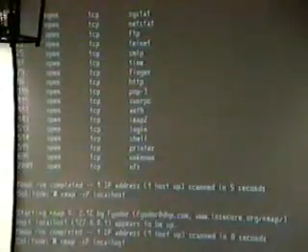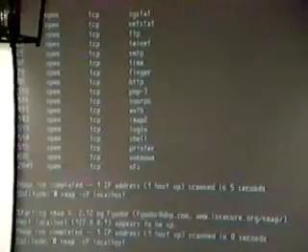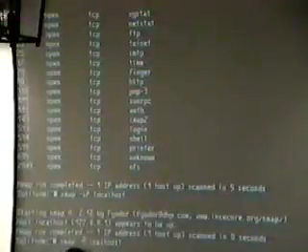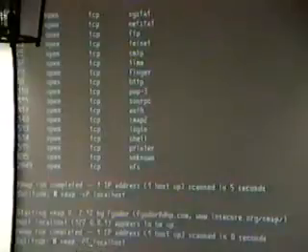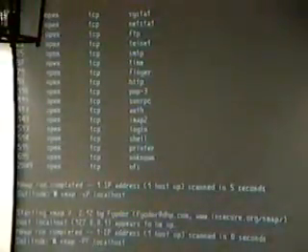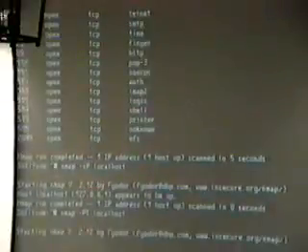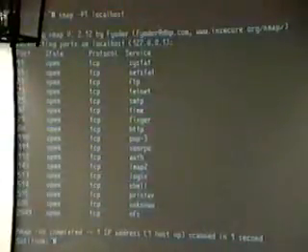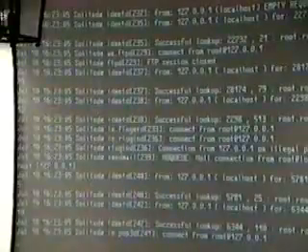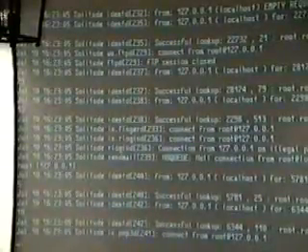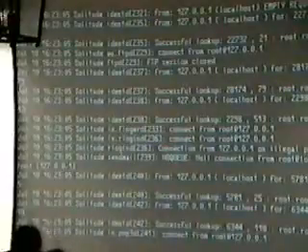To set the destination port, it's nmap -PT and then whatever port you want to scan. The default port is 80, so we'll just leave it at 80. Those are from var log messages.